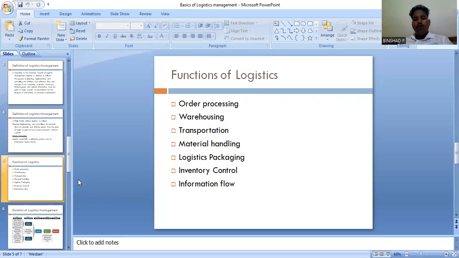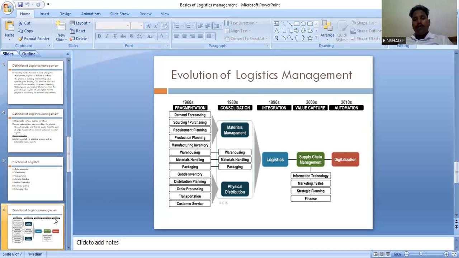Now we are going to go to the evolution of logistics management. In the 1960s, the fragmentation period, the functions were demand forecasting, sourcing and purchasing, requirement planning, production planning, manufacturing inventory, warehousing, materials handling, packaging, goods inventory, distribution planning, order processing, transportation, and customer service.